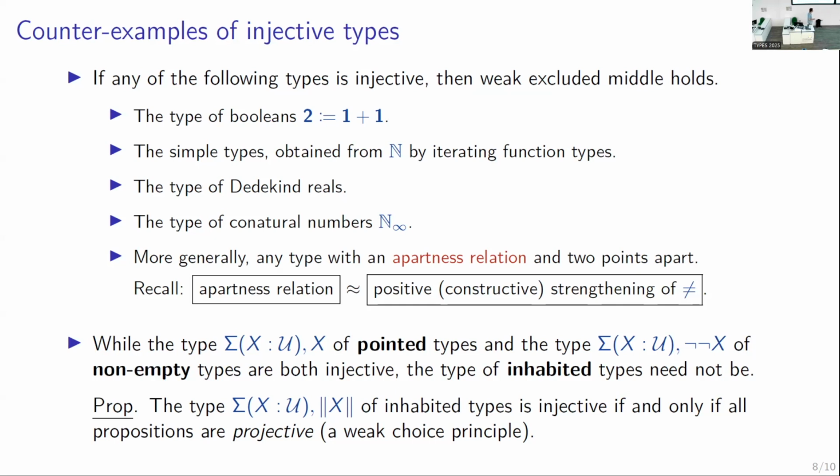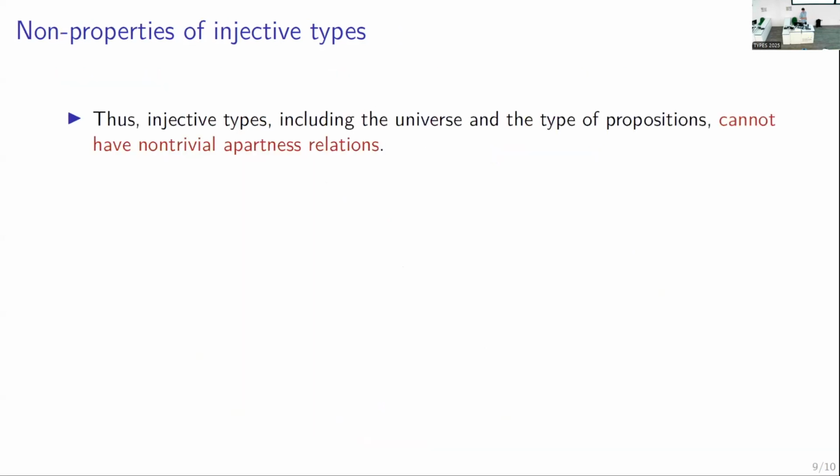And in fact, this weak choice principle is so weak that it follows from excluded middle already. But here you can actually see the difference between double negation and propositional truncation, these different properties. Okay. So from the previous counterexample, we can sort of twist this around. We can say injective types, in particular the universe and the type of propositions, cannot have non-trivial apartness relations. Yeah, so also the type of ordinals cannot have an interesting apartness relation.